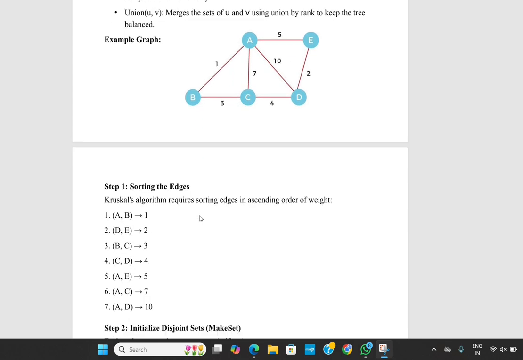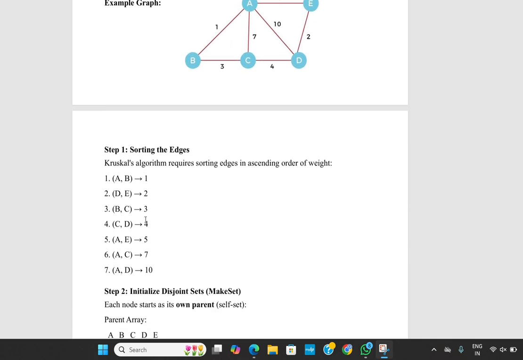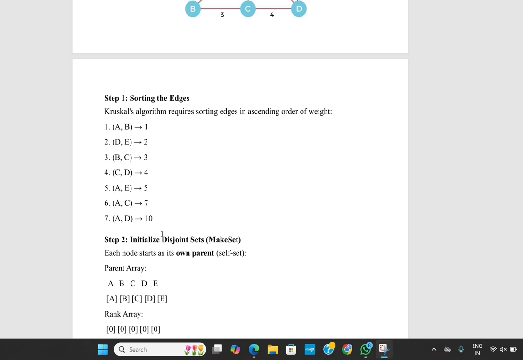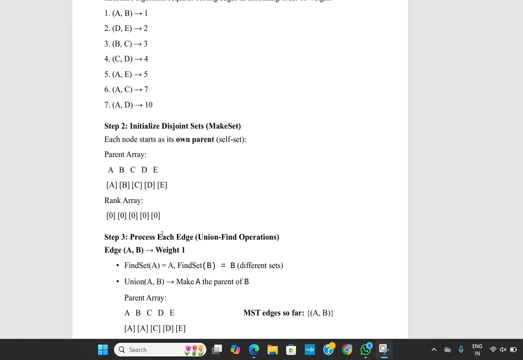For example, sorted edges: A to B is 1, D to E is 2, B to C is 3, C to D is 4, A to E is 5, A to C is 7, A to D is 10.